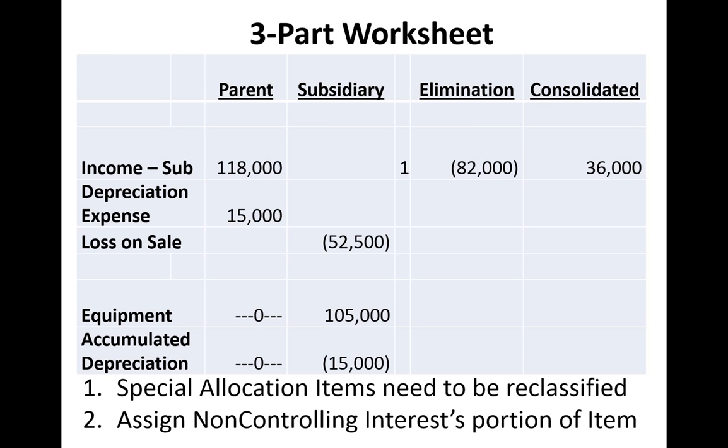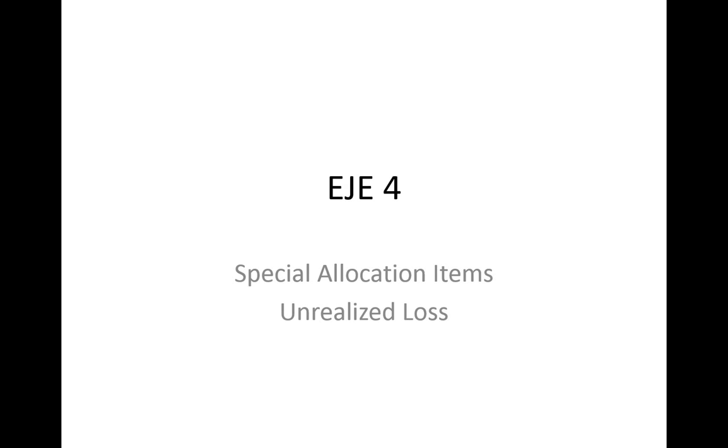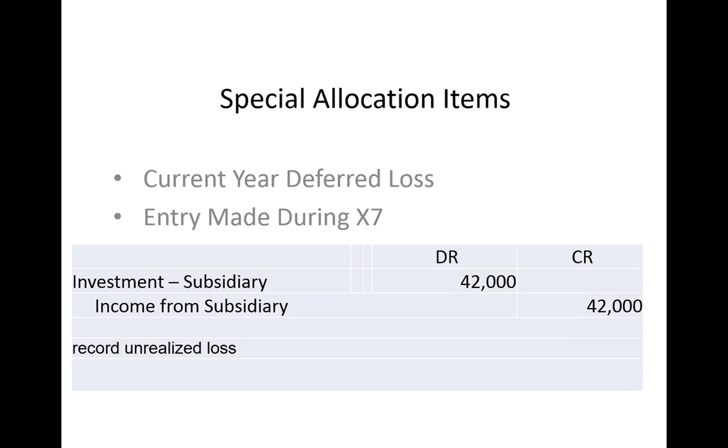We see the equipment is understated, and the depreciation is also understated as well. One of the things that we need to remember is, one, we need to reclassify items, and two, since we're going upstream, anything relating to the equity method or the other items must be allocated out between the parent and the NCI. This is the entry we made during the year to record the loss. And if you remember, that represents 80% to the parent.